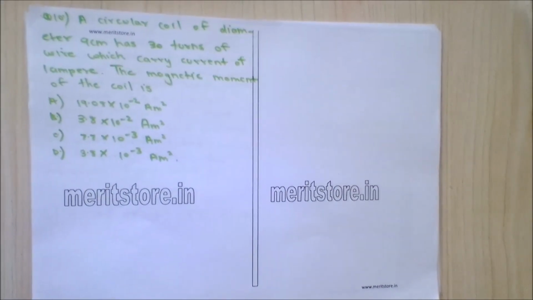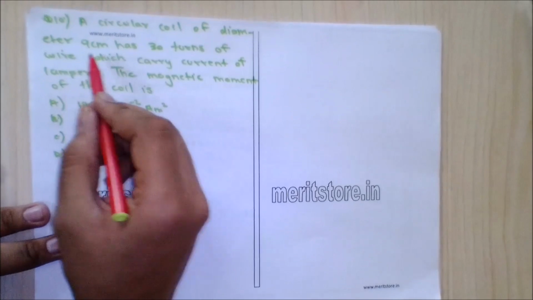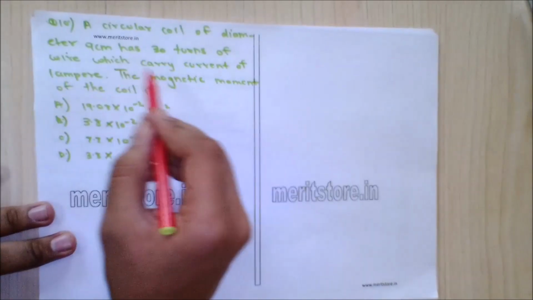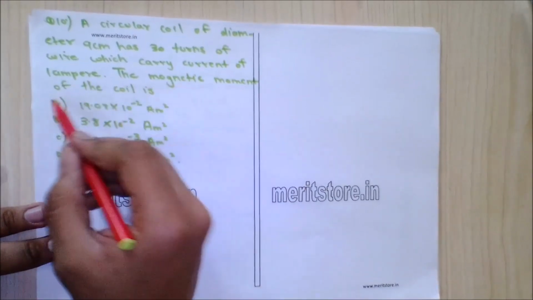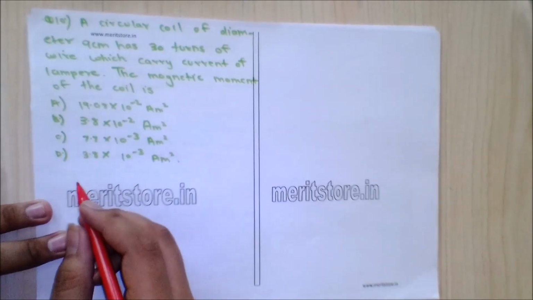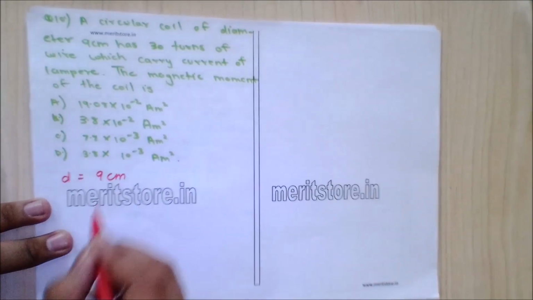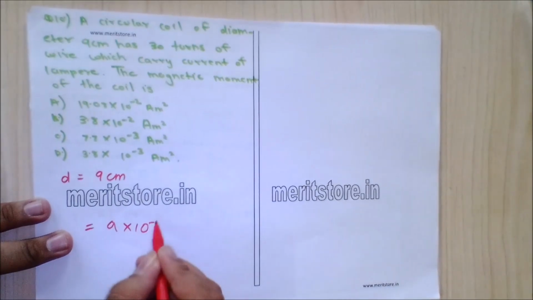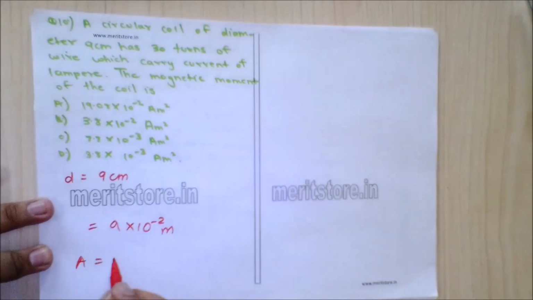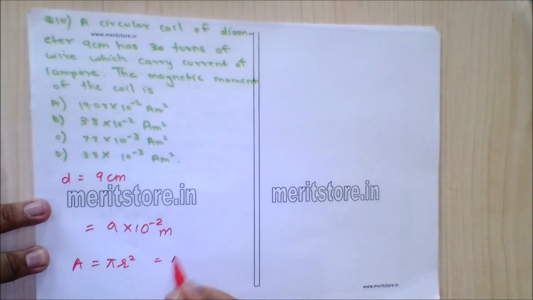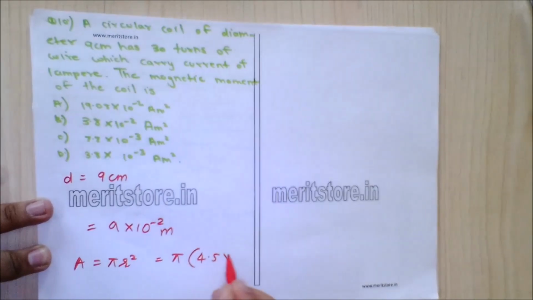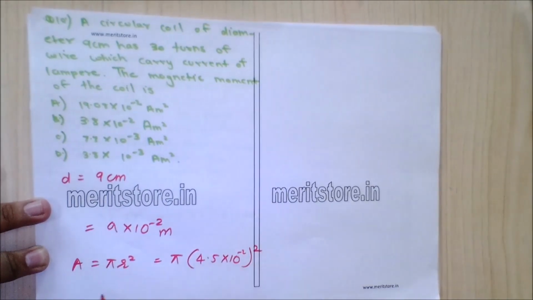Question number 10. A circular coil of diameter 9 cm has 30 turns of wire which carry a current of 1 ampere. The magnetic moment of the coil is. Now to calculate the magnetic moment of the coil, the value of D is equal to 9 cm, that is 9 into 10 raised to minus 2 meter. Area is given by pi r square, pi into r, that is 4.5 into 10 raised to minus 2, square.